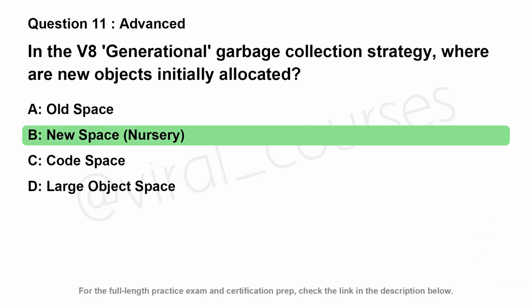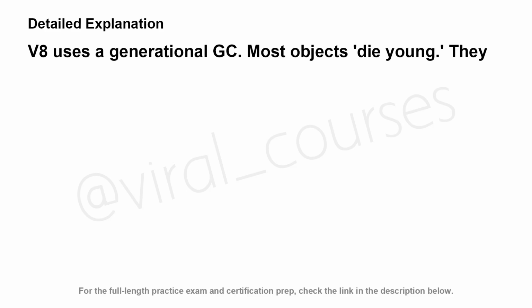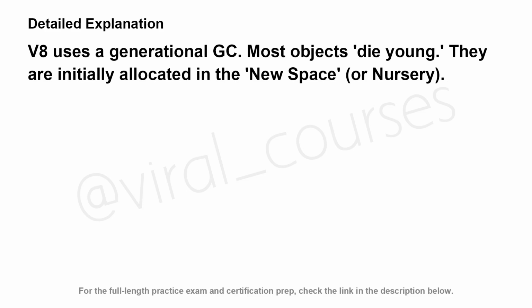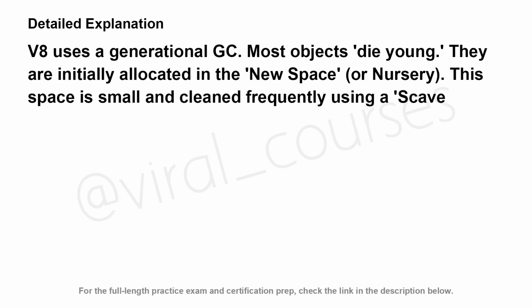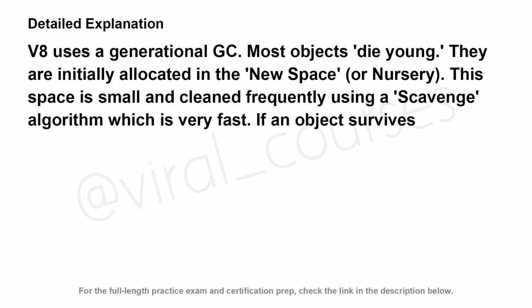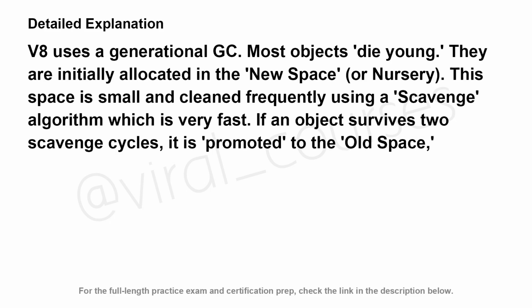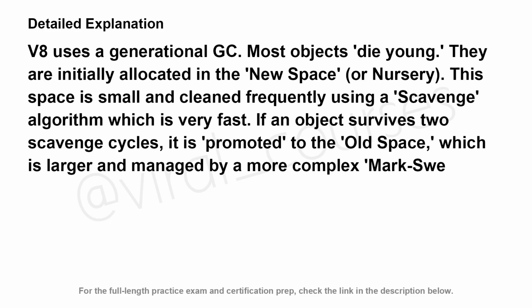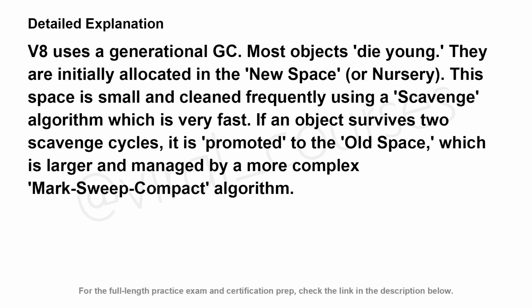The correct answer is B. V8 uses a generational GC. Most objects die young. They are initially allocated in the new space or nursery. This space is small and cleaned frequently using a scavenge algorithm, which is very fast. If an object survives two scavenge cycles, it is promoted to the old space, which is larger and managed by a more complex mark-sweep-compact algorithm.